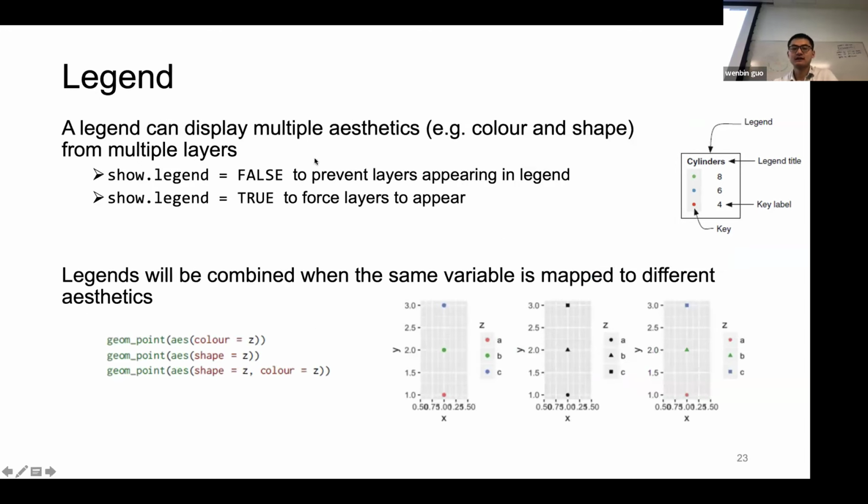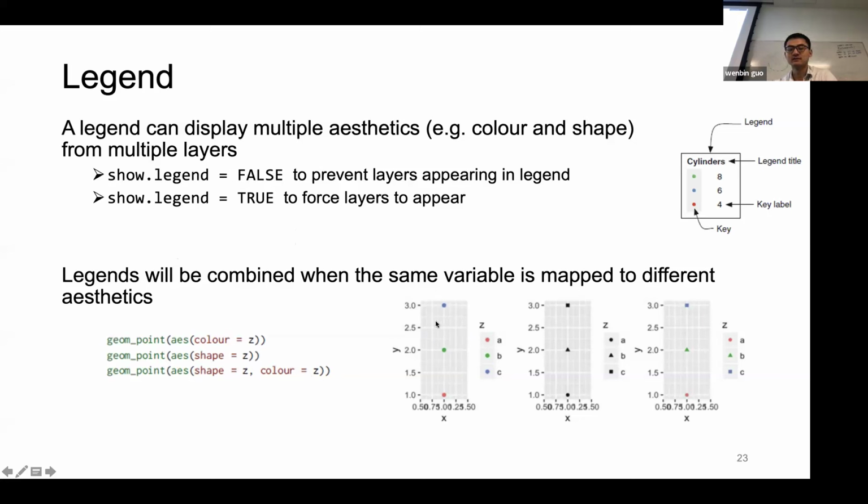So the legend can display multiple aesthetics. For example, sometimes we specify the color, and sometimes we specify the shape. When you specify the color, you will have a legend denoting which color stands for which values. By default it will show up, and you can prevent it from showing up by specifying show.legend to be FALSE in each of the layers. And specifically, if you map the same variable to different aesthetics, for example, you specify the shape to be Z and the color to be Z, in the end you will see those legends combined. So here are just three different examples.